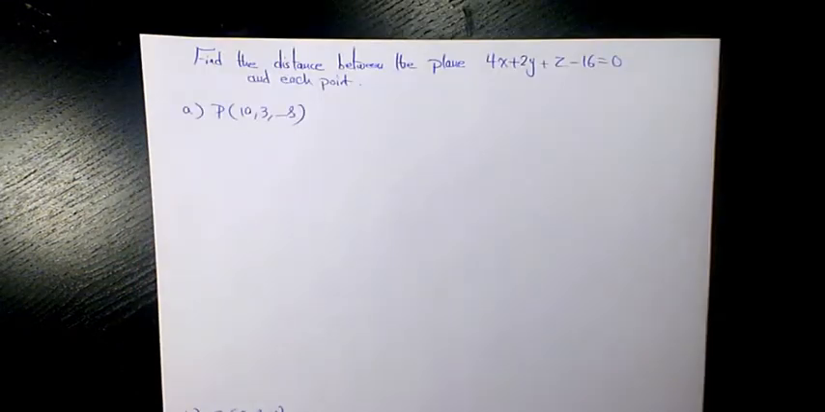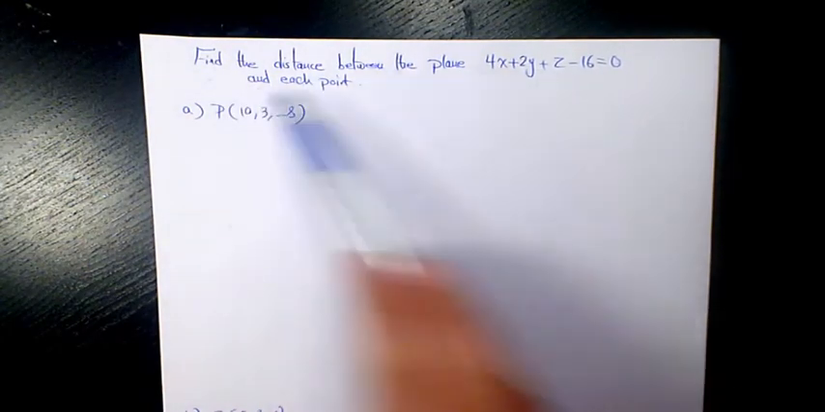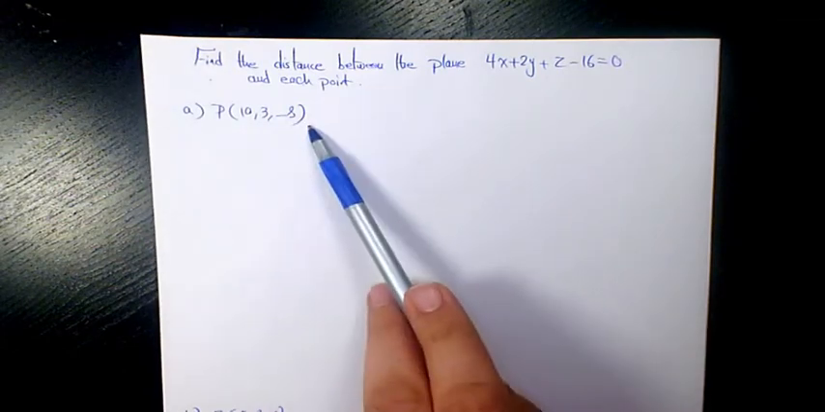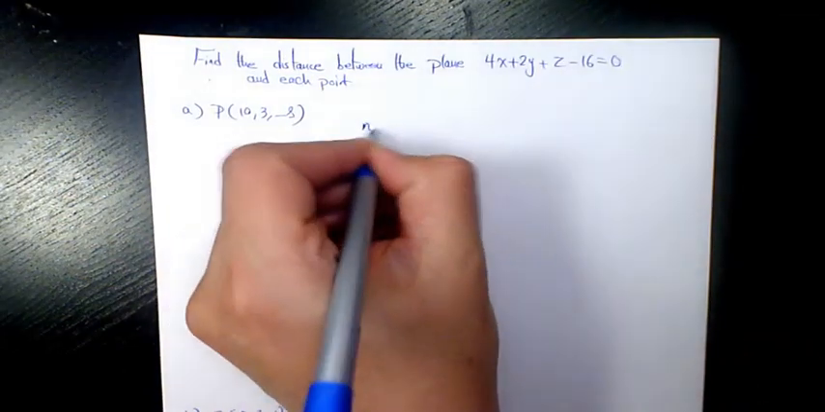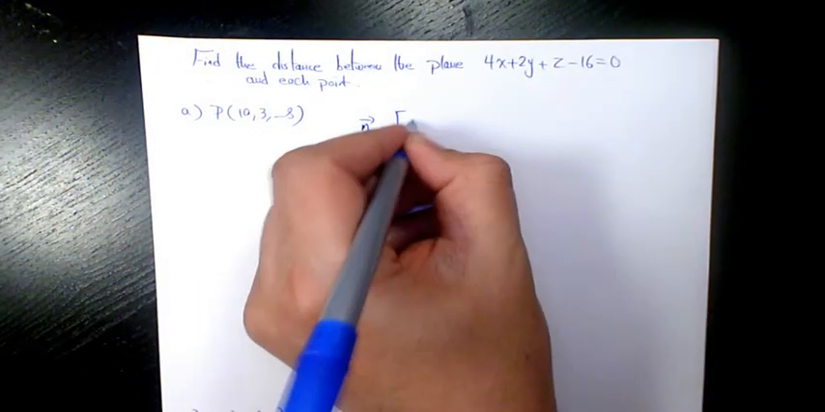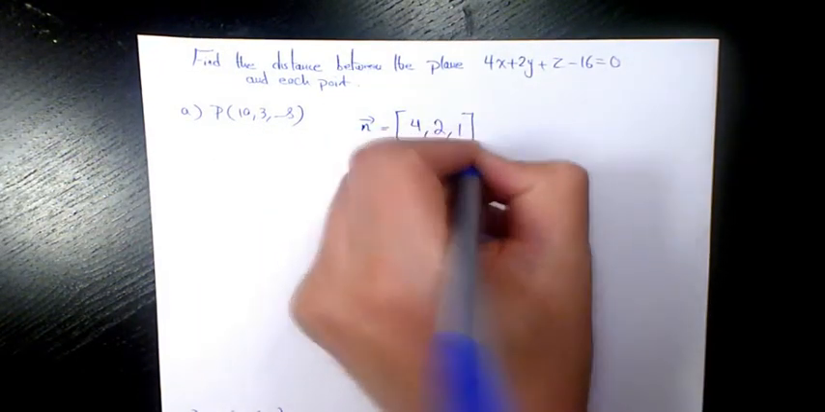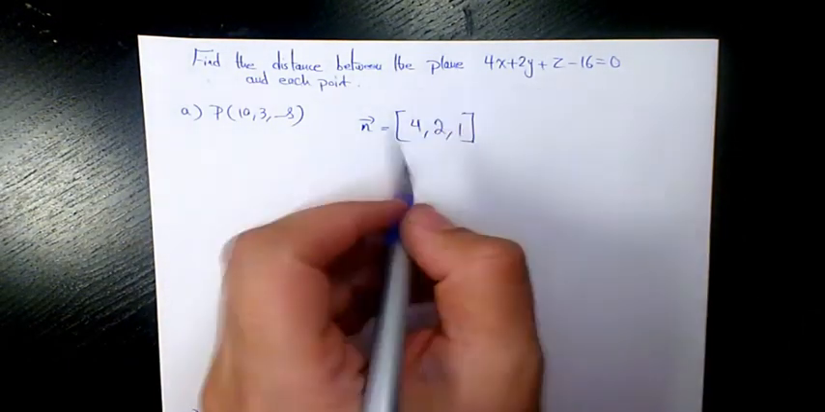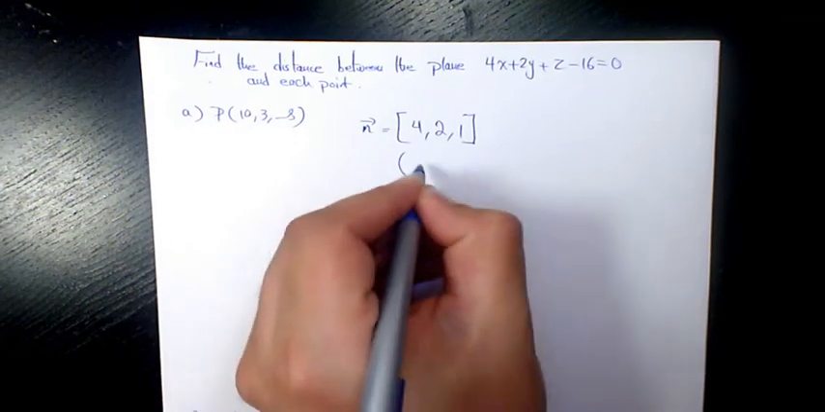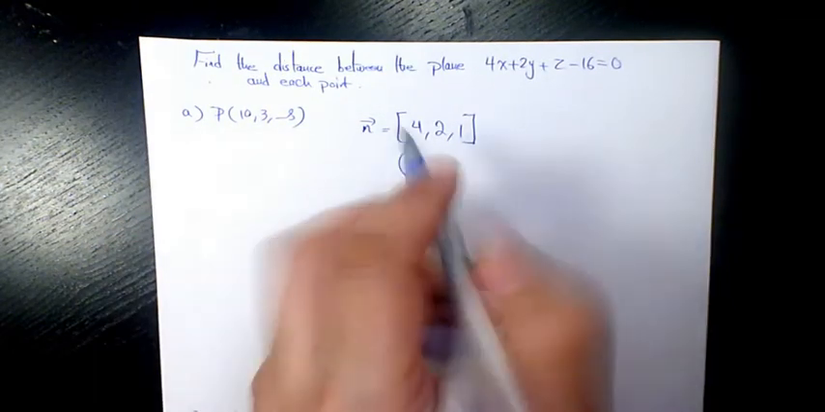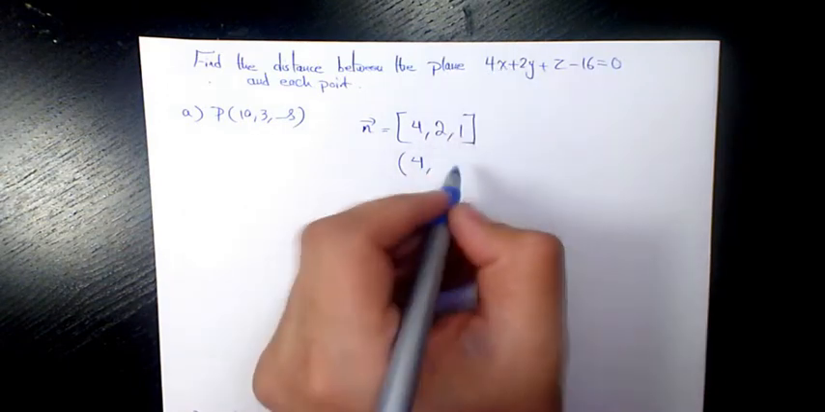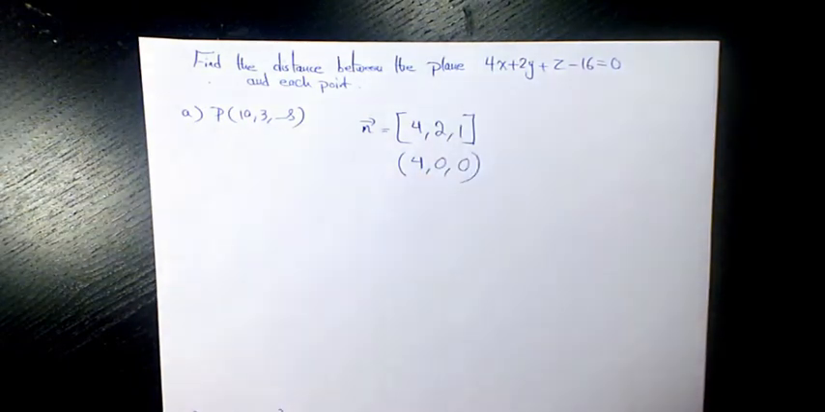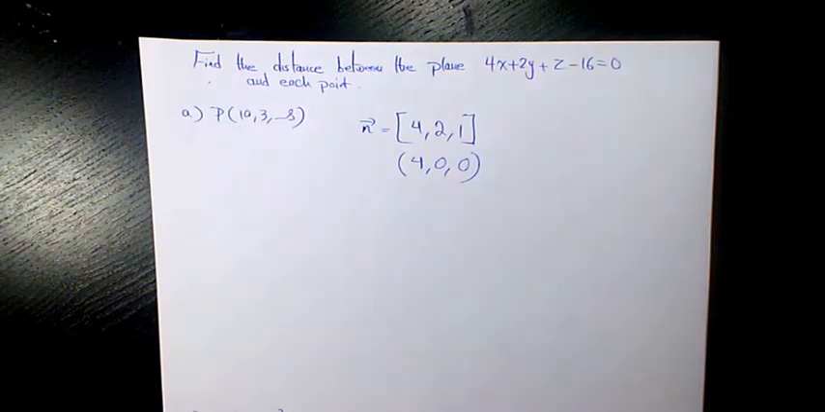So now in this question, I want to show you how to find the distance between a point and a plane. Find the distance between the plane and this point, which is 10, 3 and negative 8. First of all, we need to find the normal vector, which will be 4, 2 and 1 for this plane. Let's find just one point on this plane. We can use anything, for example x equals 4, it's going to be 4 times 4, and 0 and 0, that's going to be valid. So 4, 0, 0 is on the plane.